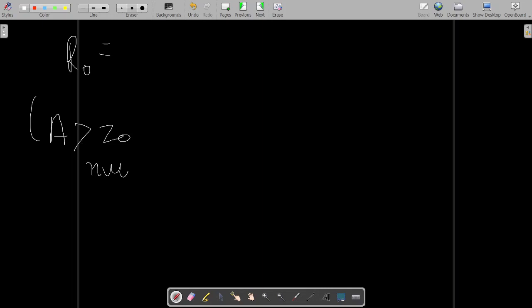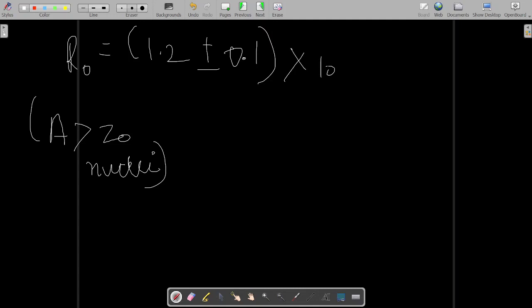And after 20, what is the value of R naught? For A greater than 20 nuclei, what is the value of R naught? Below that it varies a lot, but after atomic mass 20, it will be almost a constant. The R naught value is something like this: 1.2 plus minus 0.1 into 10 to the power minus 15.